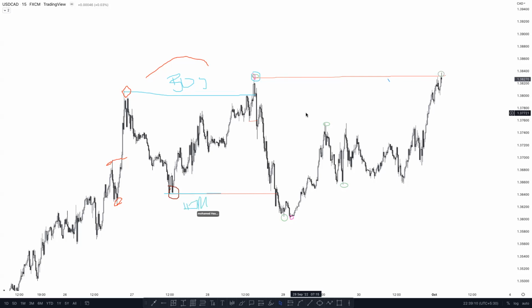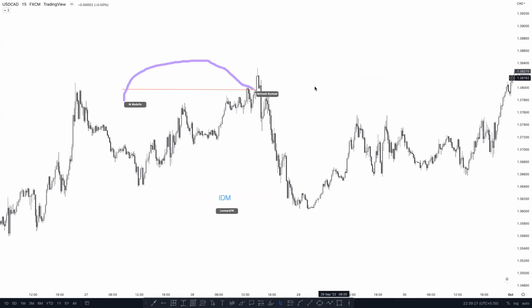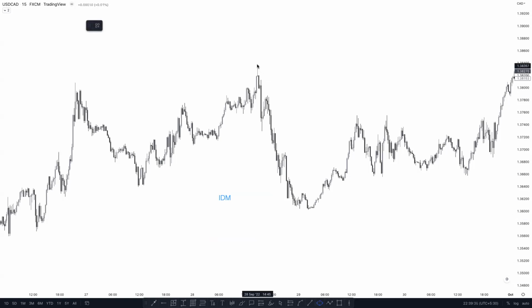Looks interesting, USD CAD in M15. Okay, perfect. Look at this high. This high did not take out any inducement, so this is not a valid break. First thing, the actual high is here, right?